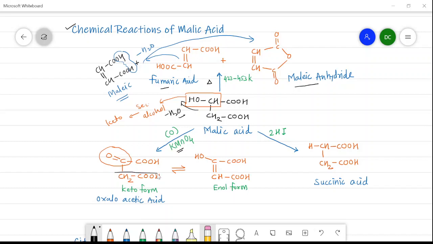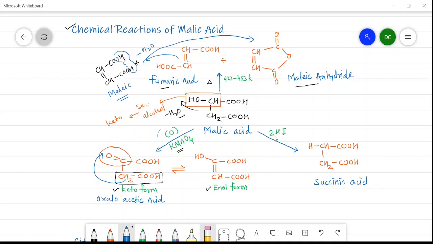This is the acetic acid fragment, then COCOOH, it is the oxalo group, but the oxaloacetic acid is in a keto form here. It will undergo tautomerism to form an enol form. In the enol form, the hydrogen from this carbon is shifted to the oxygen and there is a formation of an OH group. So the oxidation of malic acid gives oxaloacetic acid. It may be in a keto form or it may be an enol form.